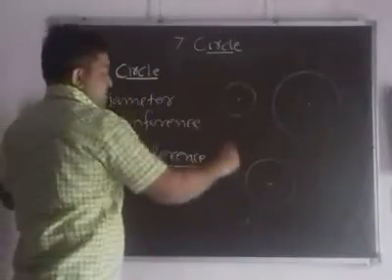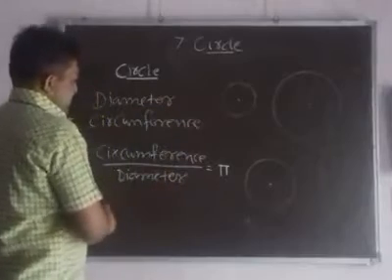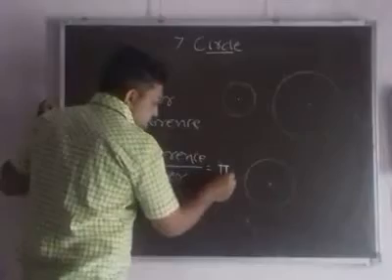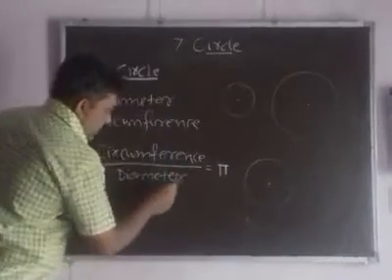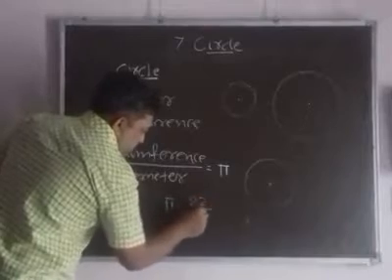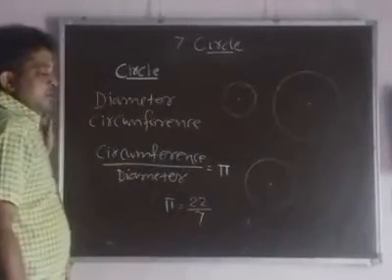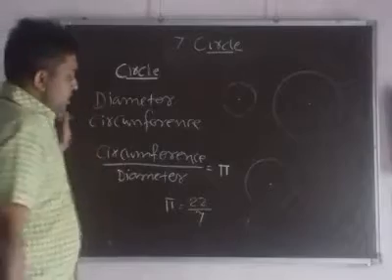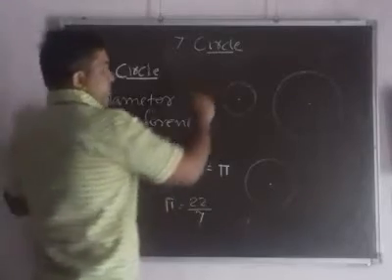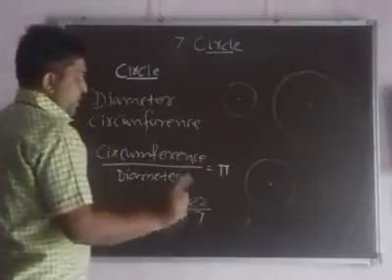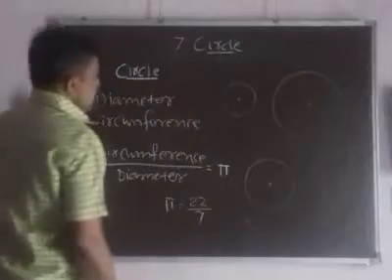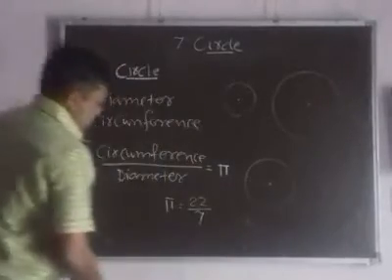For any circle, we studied the ratio between circumference and diameter. We got a constant value, that is pi, and the value of pi is always 22/7. Okay. This value is fixed for any circle. On this basis, the formula is explained here.